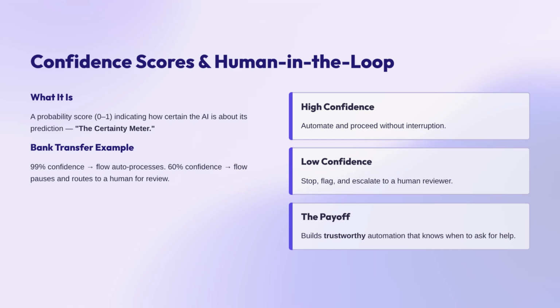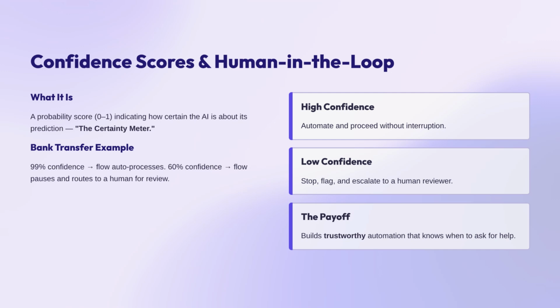Imagine a dummy example. You are automating bank transfers. If the AI reads a check and says it's 99% sure the amount is $1,000, the flow just processes it. But if the check is blurry and the AI says it's only 60% sure, you set the flow to stop and send a message to a human to double check. Stay with me here because this is how we prevent expensive mistakes.